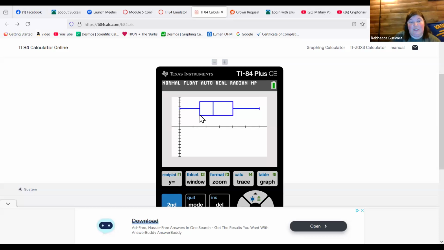But as you see, we get those quartiles. So that data had a Q1 at 1.5, Q2 at 2.5, and my Q3 was at 4. We had a minimum of 0 classes and a maximum of 6.